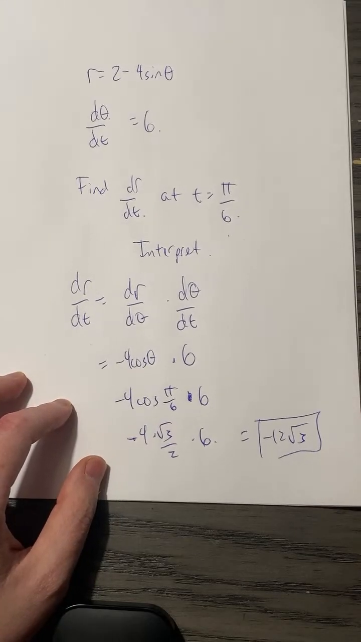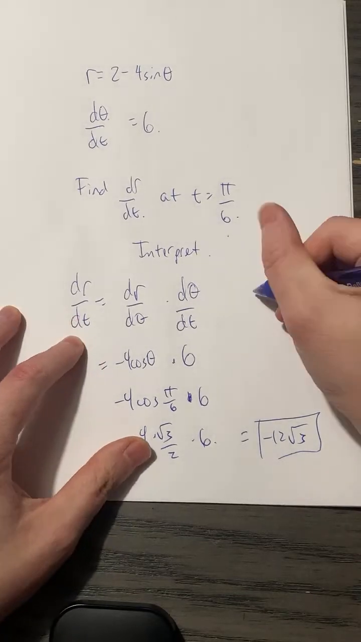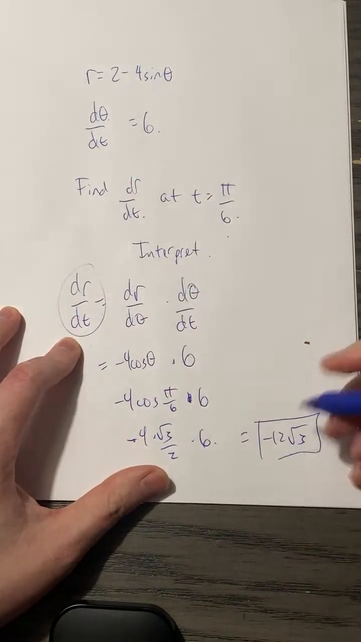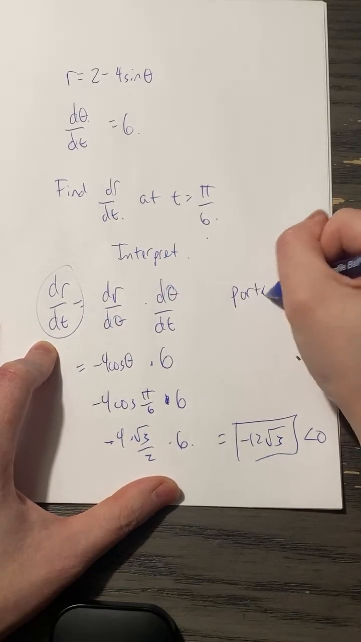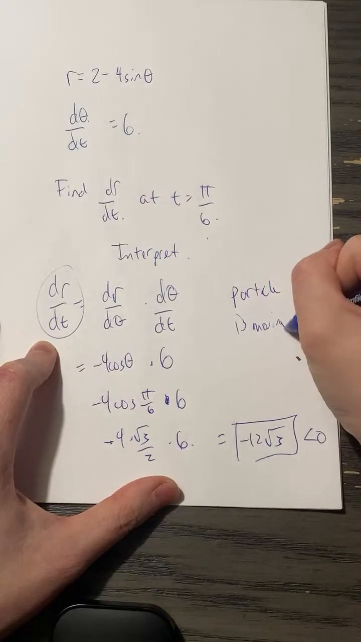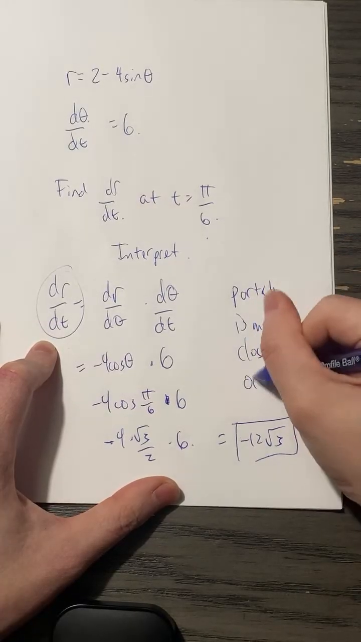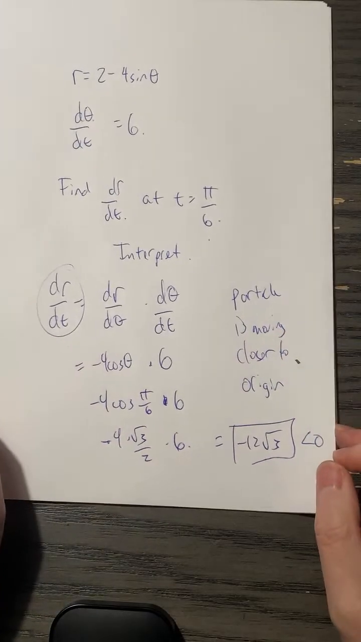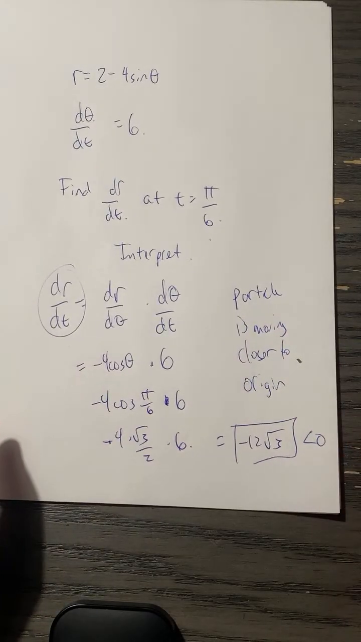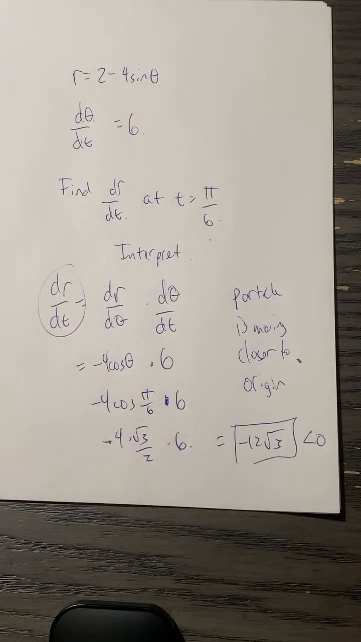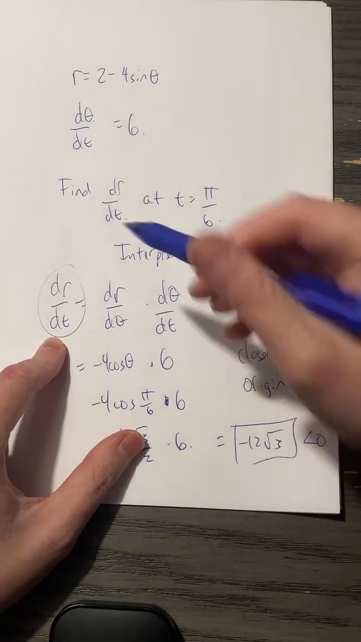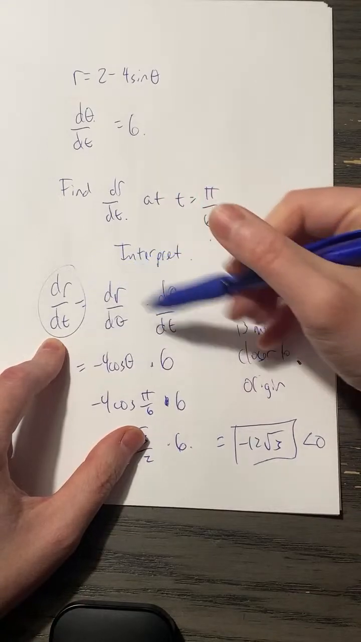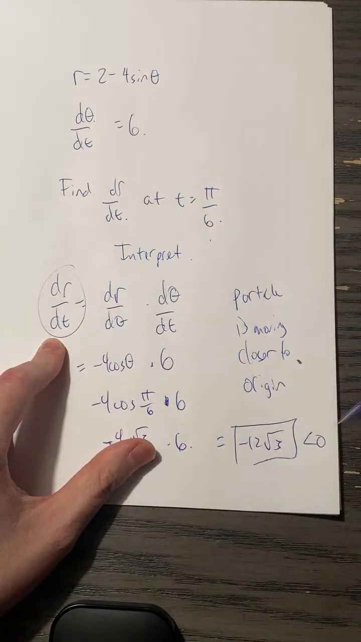And so this is actually probably the most missed point, interpreting this, because people confuse this. This is negative, so that means that the particle is moving closer to the origin. Most people know that dx/dt being positive means right, dx/dt being negative means left, dy/dt being positive means up, dy/dt being negative goes down. It's the r derivatives that people struggle with the most or can't remember the most. But dr/dt being negative means it's going closer to the origin.